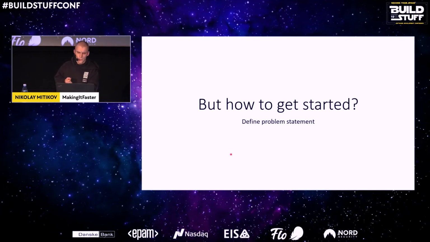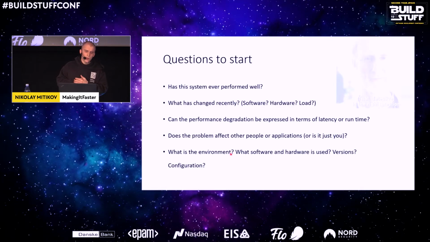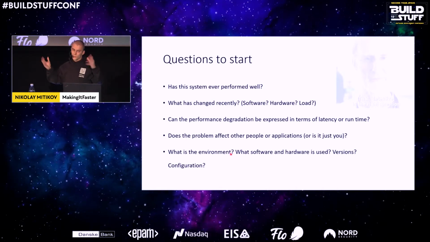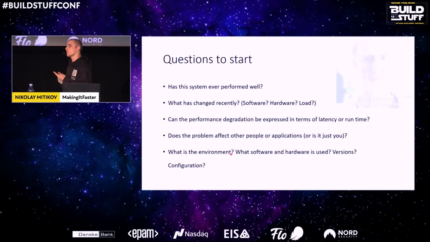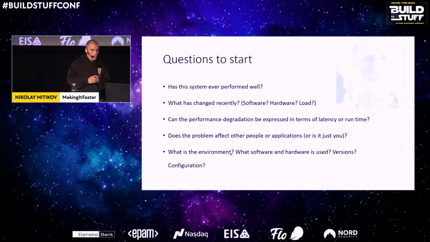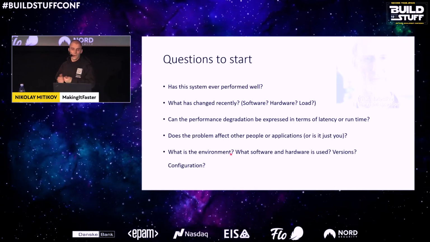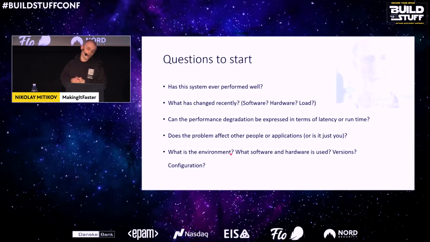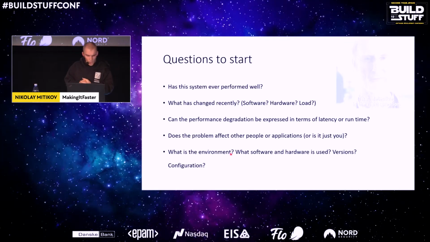But wait, how do you land on an initial hypothesis? We need to narrow down the list of questions or the culprits. In our performance crime, has this system ever performed well? Yes, it was performing well, but over time it started to slowly degrade. What was changed recently? Nothing. Can the performance degradation be expressed in terms of latency or runtime? Yeah, you saw the chart that the 90th percentile was slow for time to first byte.